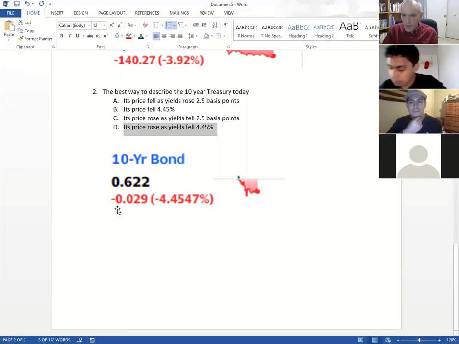100 basis points would be this first number here. If it was minus 1 point something, that's 100 basis points. The next one is the 10 basis points, and then 2, 3, 4 basis points. So this is 2.9 basis points.